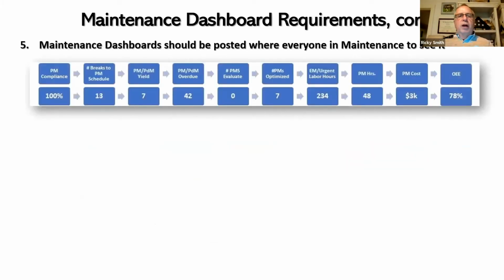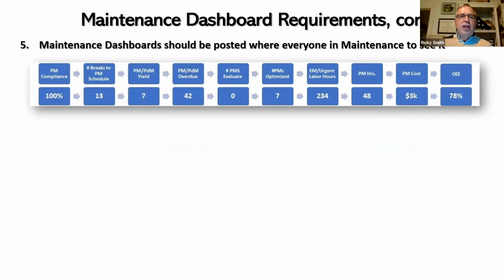So other requirements, number 5, maintenance dashboard should be posted where everyone can see it. I like to have them up front. Like the plant dashboard should be, when you walk into the plant, there ought to be a scorecard right there. Everybody can see it. Don't put it outside the plant because your competition may see it. But put it in the plant where everybody can see it.